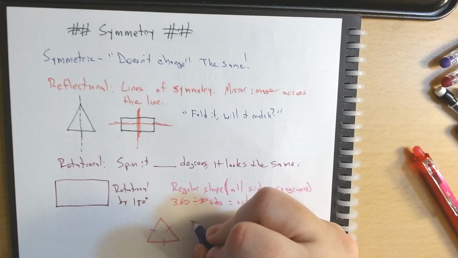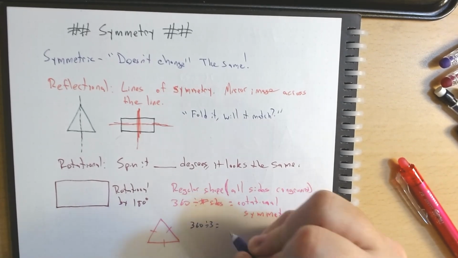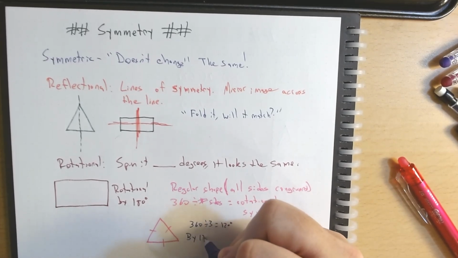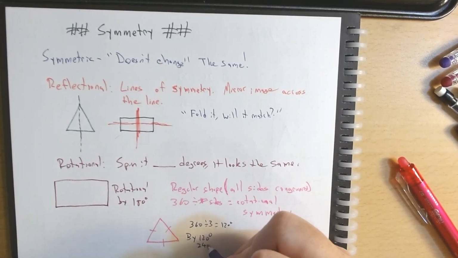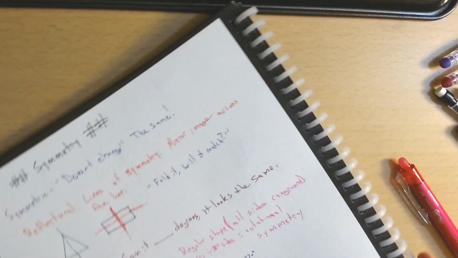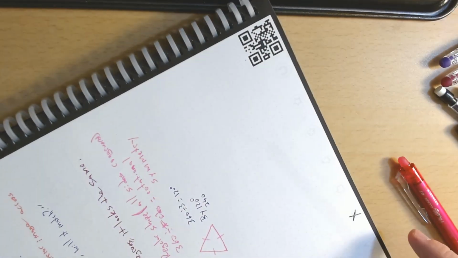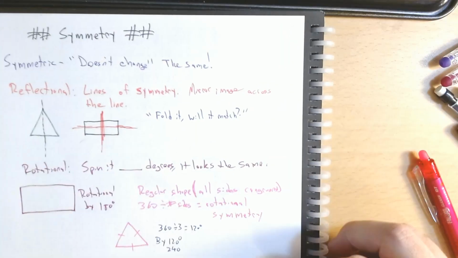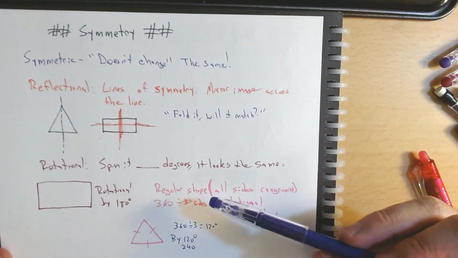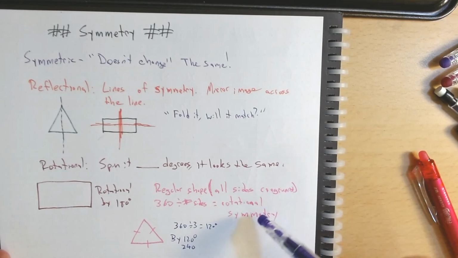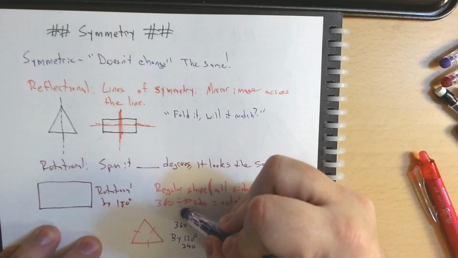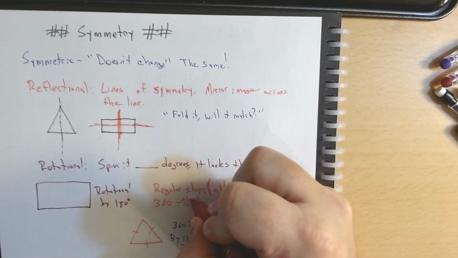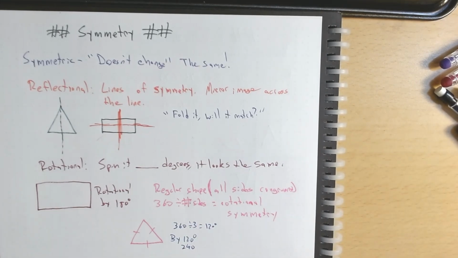if you do 360 divided by 3, that equals 120 degrees. So you could rotate this by 120 degrees, which means 120 and 240. That's a 120 degree rotation, a 240 degree rotation, and then 360 to go back to where it started. So with a regular shape where all sides are congruent, just do 360 divided by the number of sides, and that'll tell you how many degrees of rotational symmetry it has. Done.